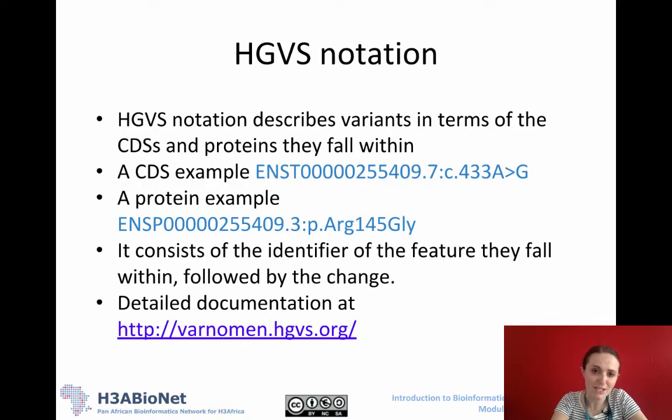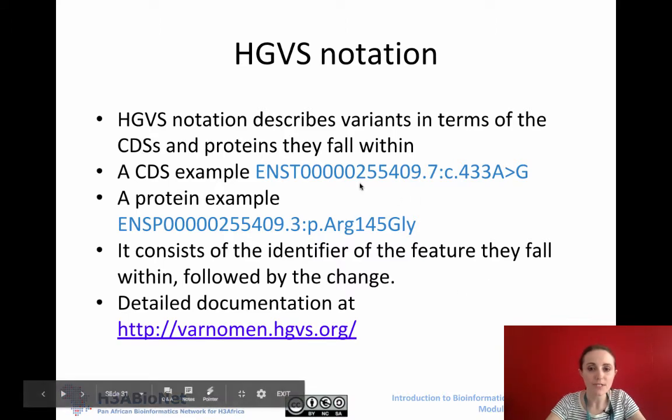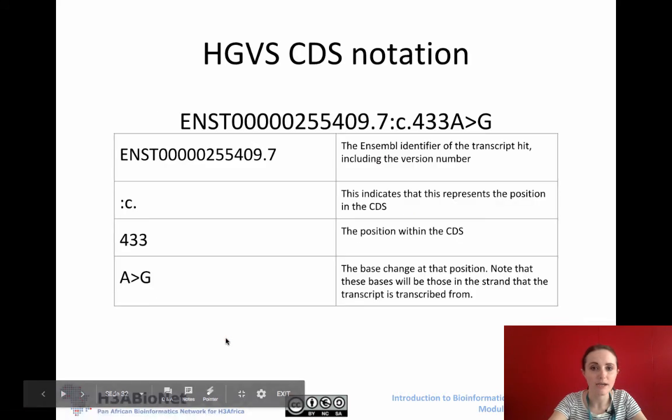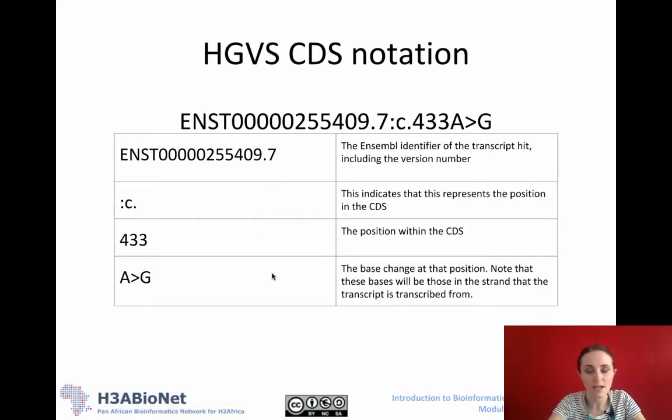So now I'm going to talk about HGVS notation, which describes variants in terms of the CDS and the proteins they fall in. So we've got a CDS example. It consists of the transcript identifier, a colon, C for CDS, a dot, and then the position of the change, and then the change. And a protein example: it's the identifier of the feature they fall in, followed by the change, and they do have, again, detailed documentation available. So this is just summing up the CDS notation: ID, telling you it's CDS, telling you the position, and telling you the change.